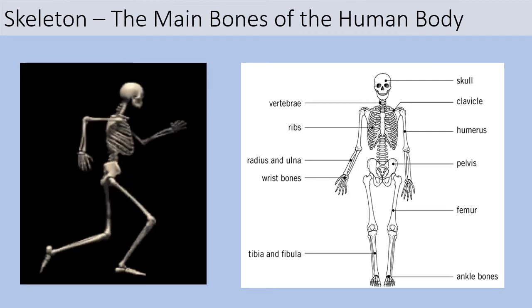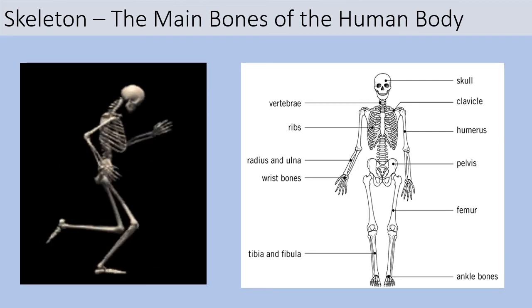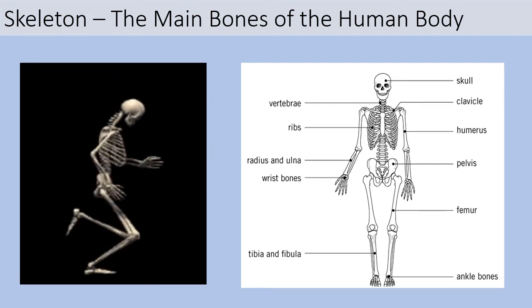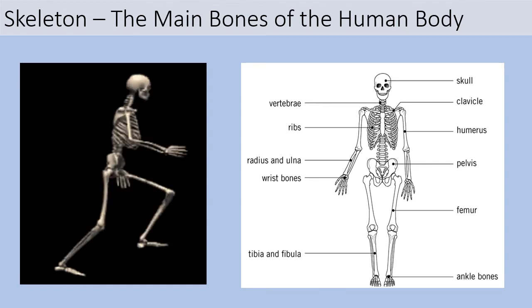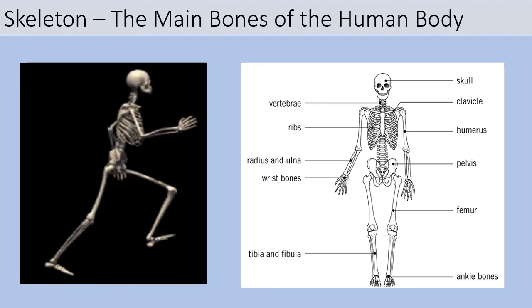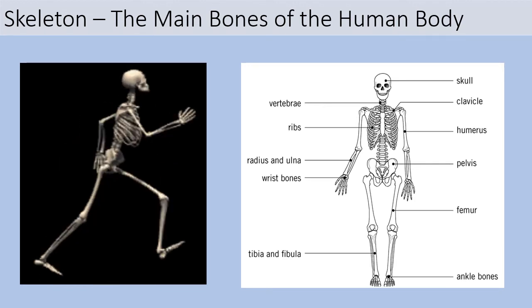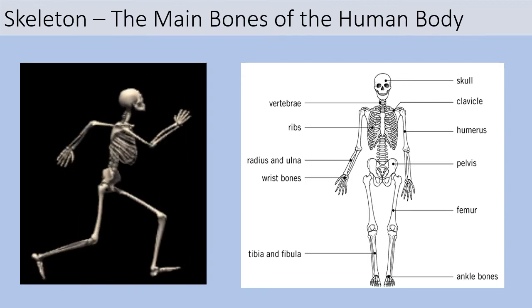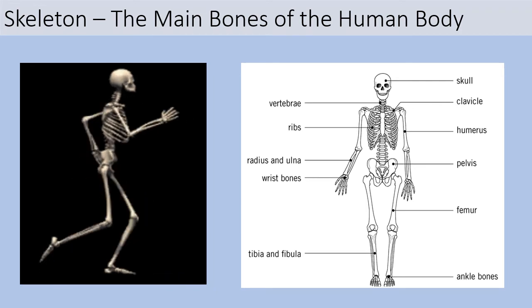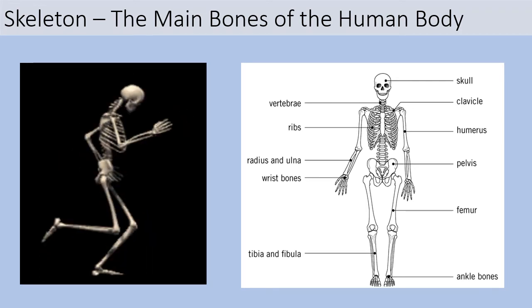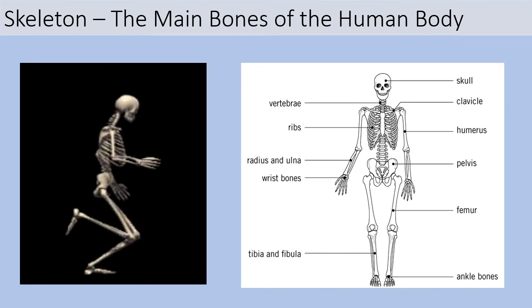Then we have the pelvis, which are wider, flatter bones similar to your shoulder blades. These help to protect your organs inside. We have the femur, the long bone in your legs, the ankle bones, the tibia and the fibula, which are shorter bones of the leg, and then we move on to the wrist bones and the ribs.